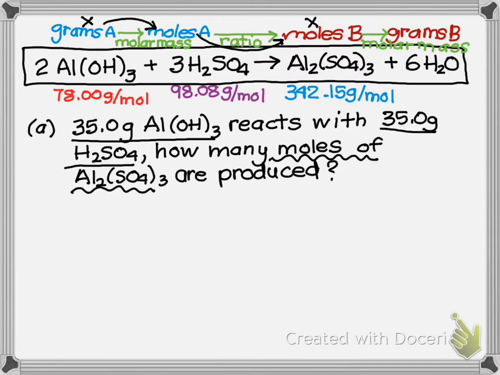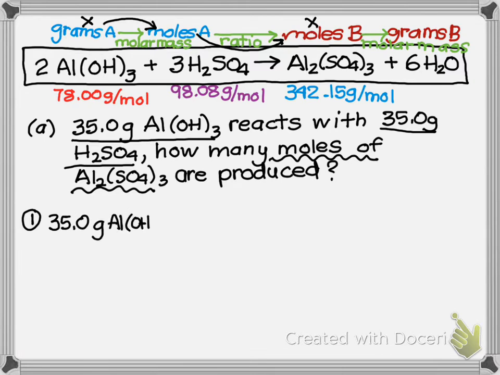And in some way, which I'll show you how I'm going to do it, you have to be able to compare how much of the aluminum sulfate both of them are going to make. So I set up 2 different problems. First, I start with the first reactant, the 35 grams of aluminum hydroxide.